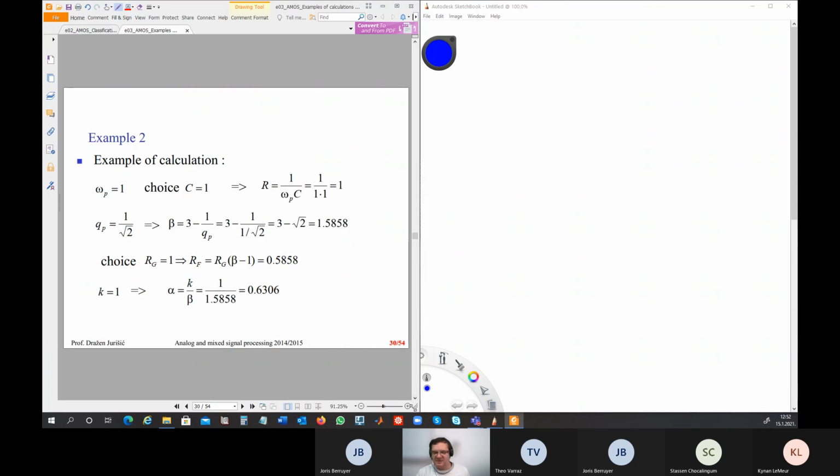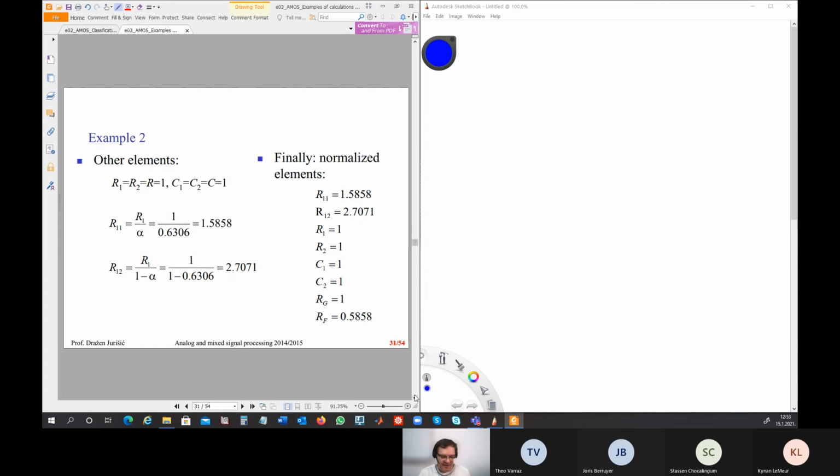Now, this is an example of calculation. If we choose C equal to 1, this is the 3rd degree of freedom. If we choose RG equal to 1, this is the 4th degree of freedom. Omega p is given, Qp is given, K is given. We calculate R, we calculate beta, and from beta we calculate RF. And then at the end from K we calculate alpha.